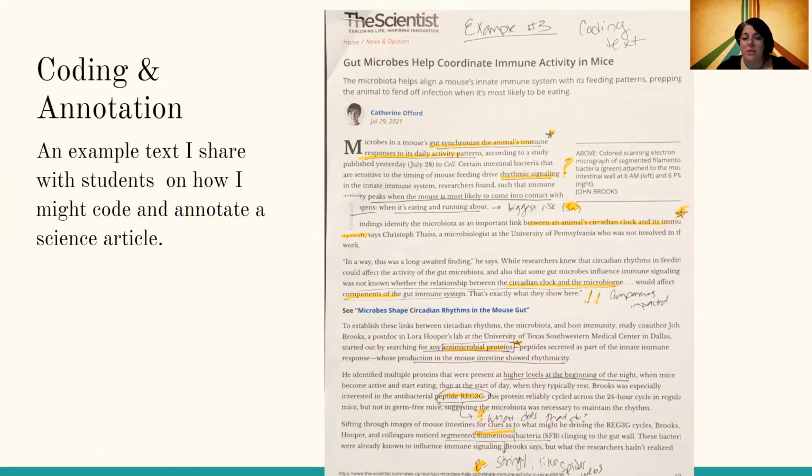But when I look back through this, I can say, oh, look, I put a star there. That's really important. I had a question because I didn't know what, for example, at the top, rhythmic signaling was, so I know I need to find that out. And then I put extra exclamation points on something that I thought was extra important. So I can look back very easily and understand what my thought process was and where I need to look into things a little bit further.